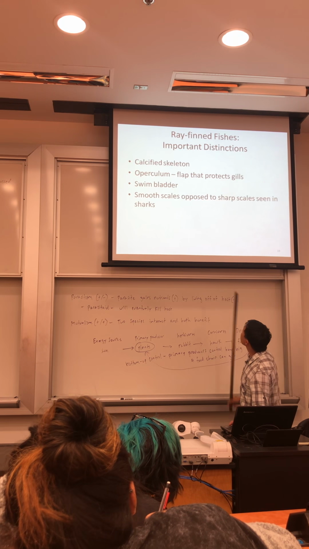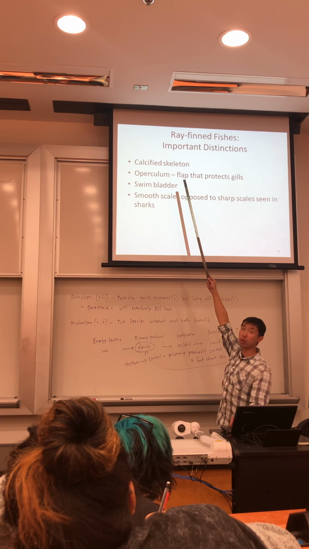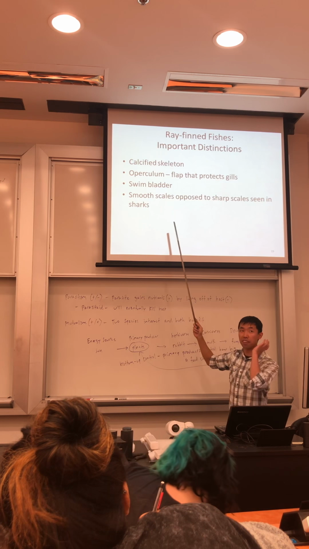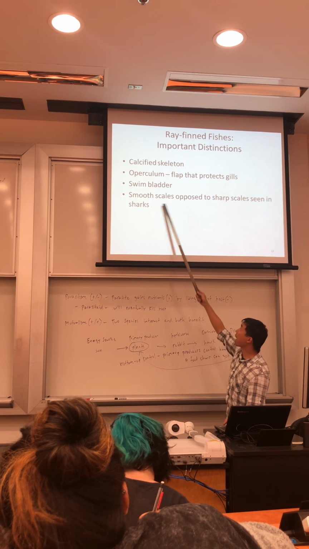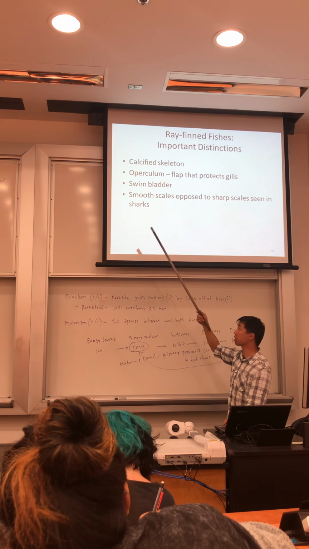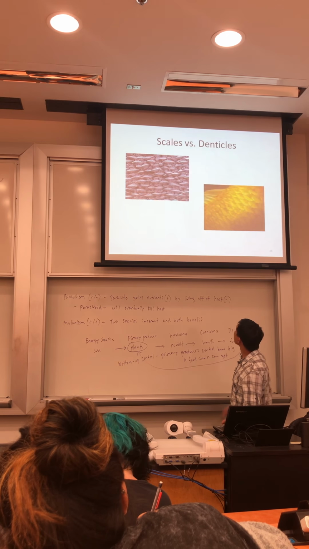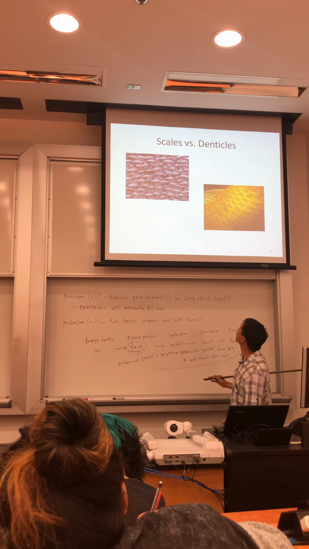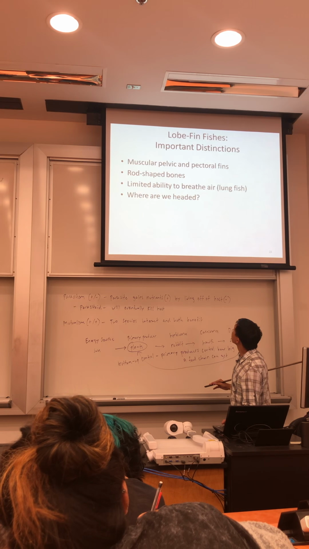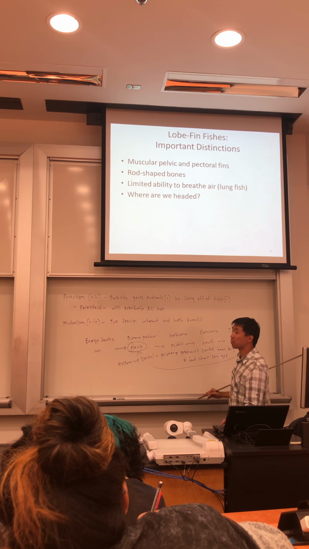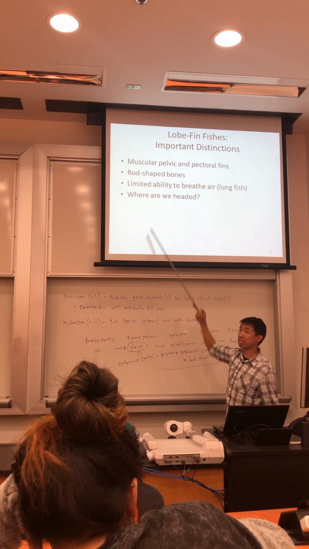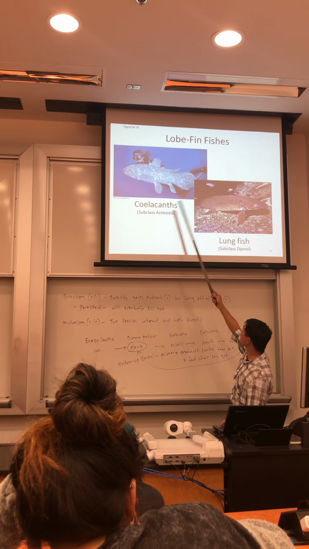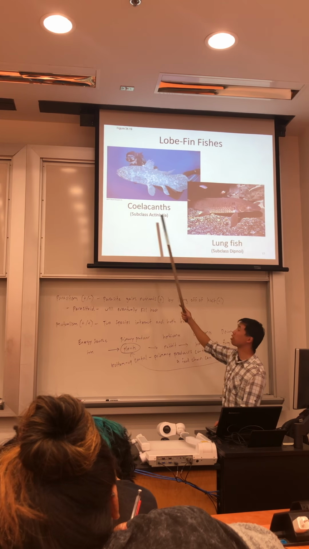Alright, next we have the ray fin fishes. These ones have a true calcified skeleton, so they have true bone. They have an operculum, which is the little flap that covers their gills, and they have a swim bladder that allows them to maintain buoyancy. And also they have smooth scales compared to the denticles found on sharks. Right, and then the lobe fin fishes are the fishes that have muscle and bone that support their fins and allows them to walk on their fins. So we have these 2 categories. Probably not going to go into the details of these names though.